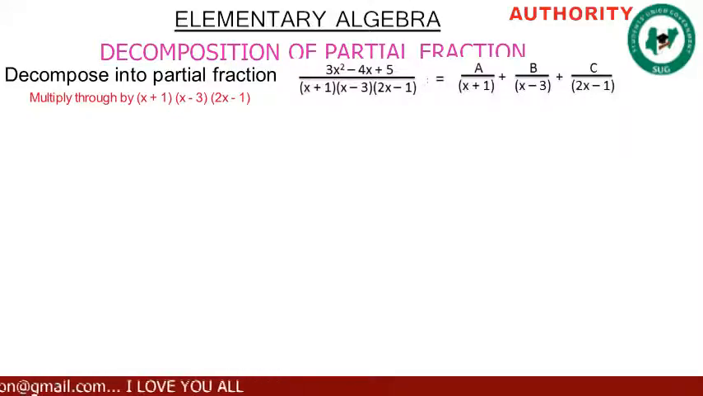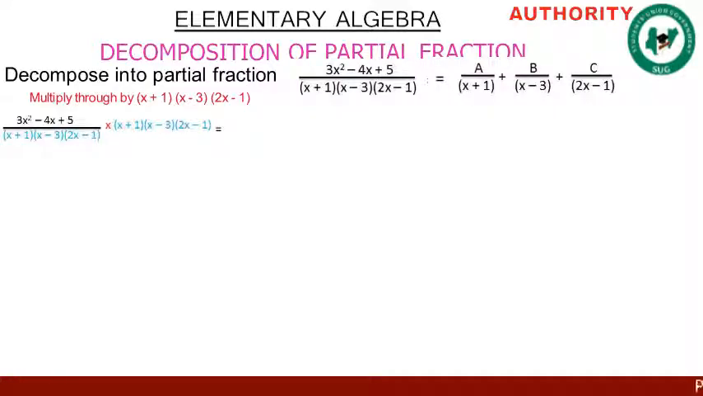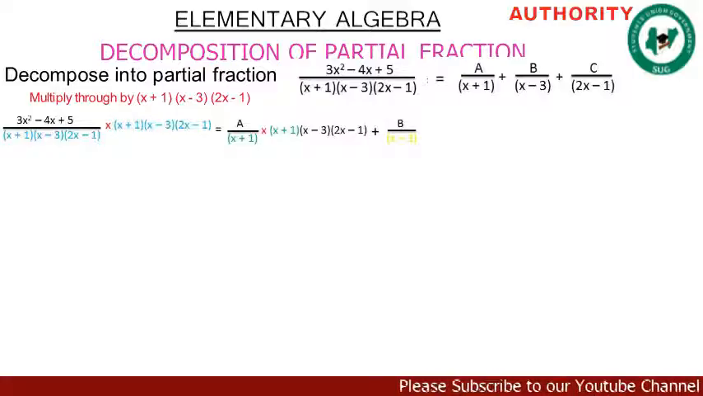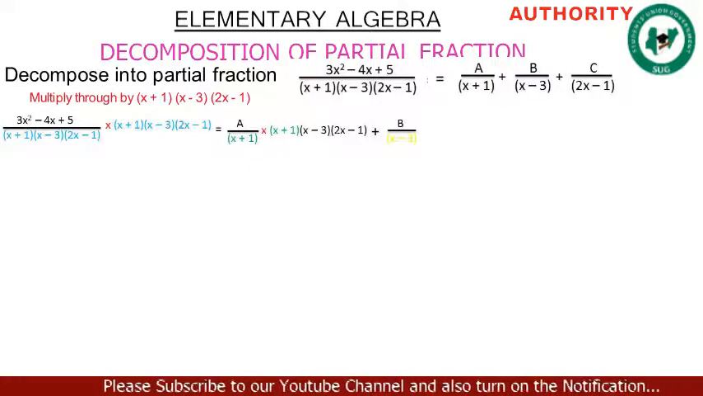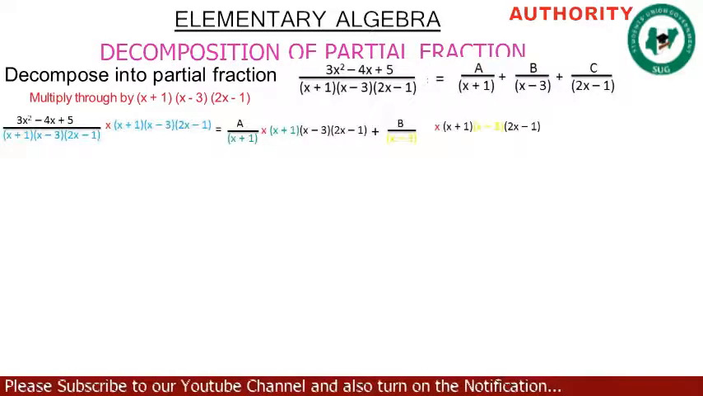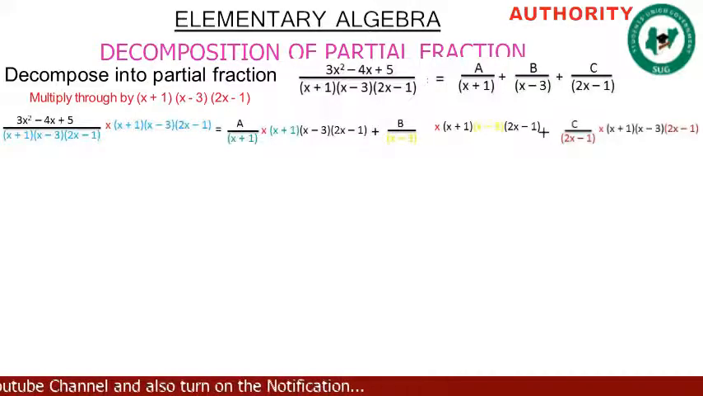Okay, now let's go. We are going to have (3x² − 4x + 5) over (x + 1)(x − 3)(2x − 1), multiplied by (x + 1)(x − 3)(2x − 1), is equal to A over (x + 1) times (x + 1)(x − 3)(2x − 1), plus B over (x − 3) times (x + 1)(x − 3)(2x − 1), plus C over (2x − 1) times (x + 1)(x − 3)(2x − 1).